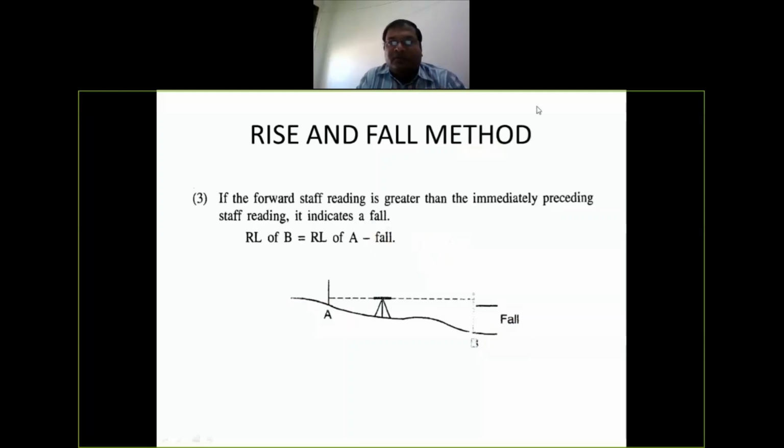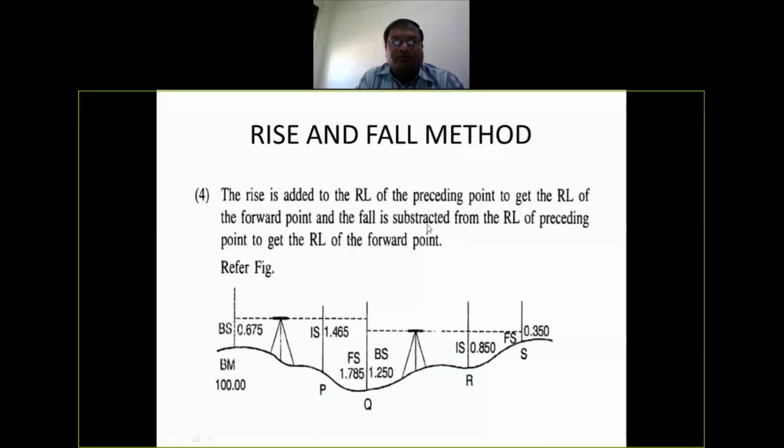Now the fourth point: the rise is added to the RL of the preceding point to get the RL of the forward point, and the fall is subtracted from the RL of the preceding point to get the RL of the forward point.